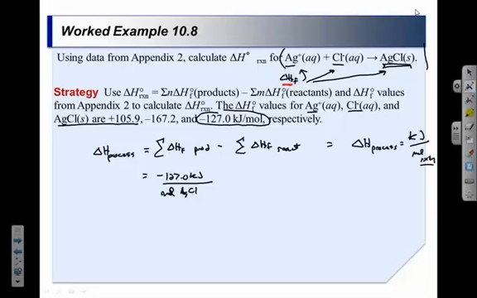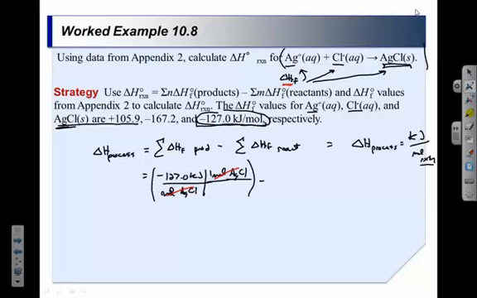But these delta HF values are not per mole of reaction. They're per mole of a substance. Because the delta HF is if I make a mole of this silver chloride substance. So what I need to do here is to multiply by the number of moles of the substance I have. So that will cancel. So that's my product. Then I'm going to subtract the sum of the reactants.